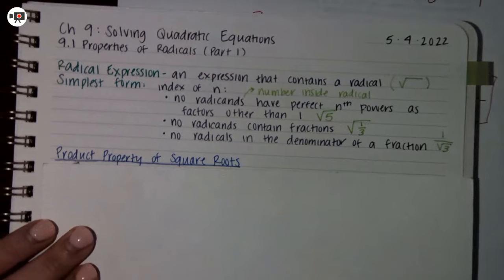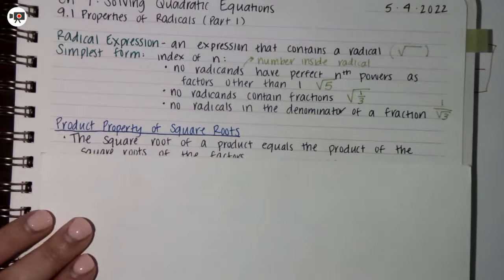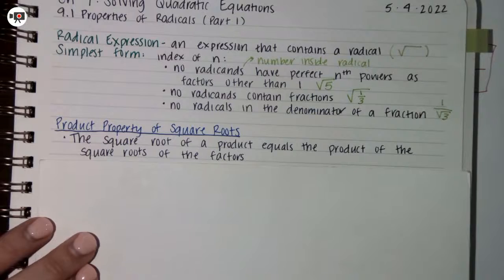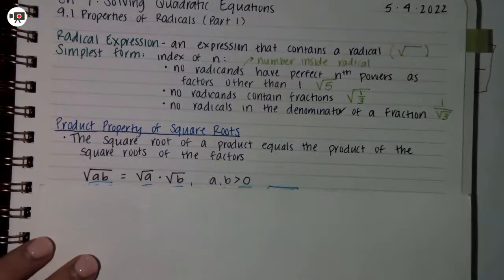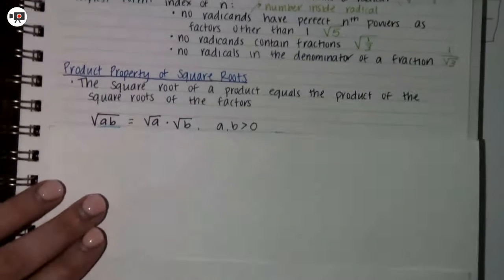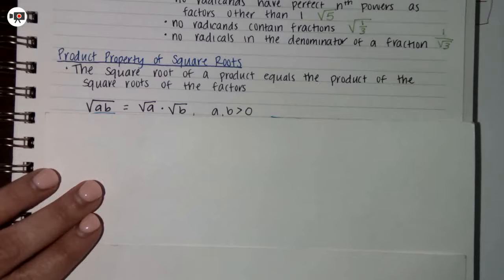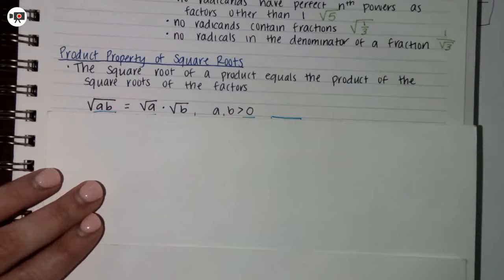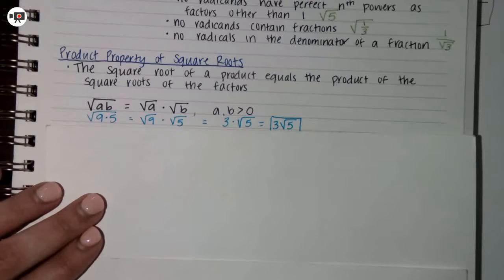So for the product property of square roots, the square root of a product equals the product of the square roots. So the square root of a times b is the square root of a times the square root of b, where both a and b are greater than 0. So if we have the square root of 9 times 5, that's the square root of 9 times the square root of 5, which we can simplify to 3 root 5.